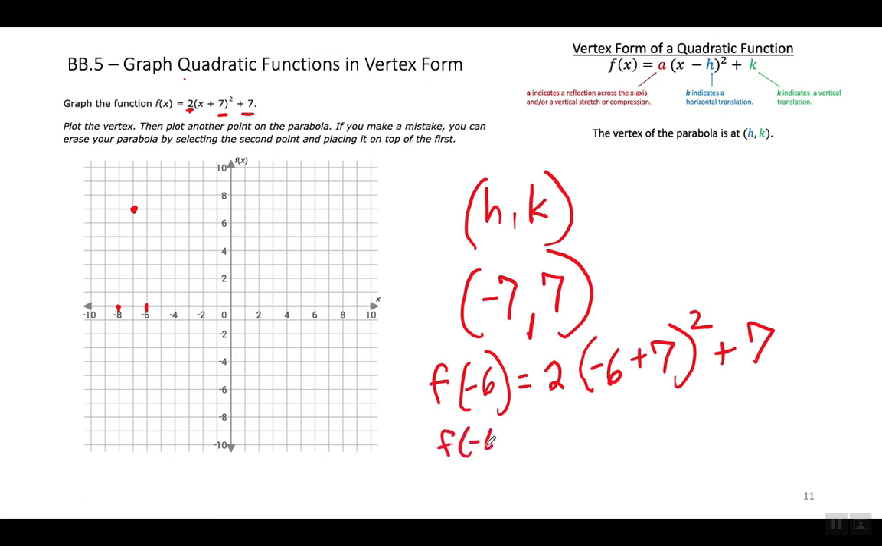Now, when I work that out, negative 6 plus 7 will give me positive 1. 1 to the second power is 1. 1 times 2 is 2. And now 2 plus 7 equals 9. So when x is negative 6, y is positive 9. And I'm going to put it on the other side as well. And there's my parabola.